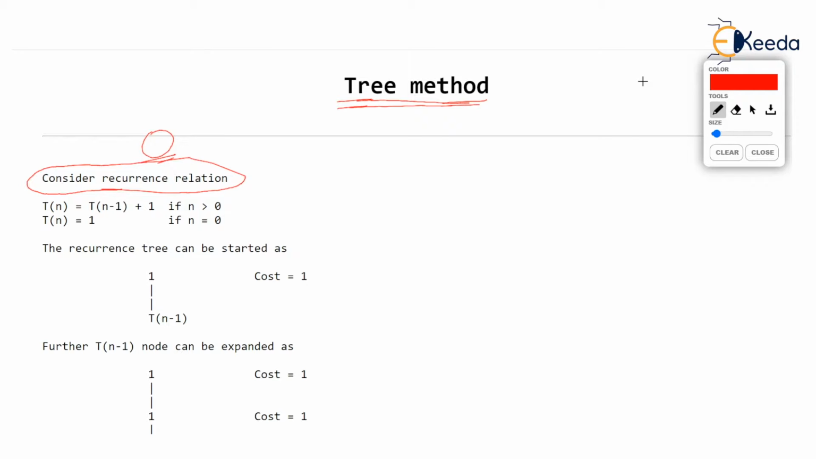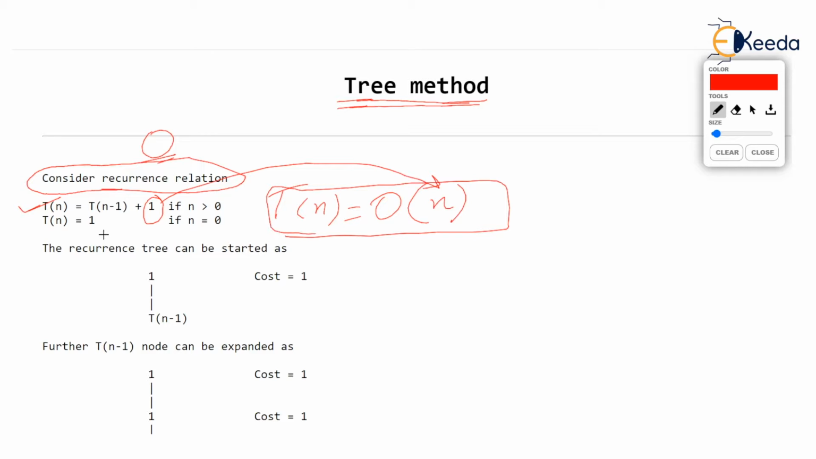And we already know that if a recurrence relation of this form is given, T(n) is equal to T(n-1) plus 1, and T(n) is 1 if n is 0, then don't waste your time. You just say T(n) is equal to big O of n into f(n), and f(n) over here is 1. So n into 1 is going to be n. So the big O notation for this recurrence relation is T(n) equal to O(n).